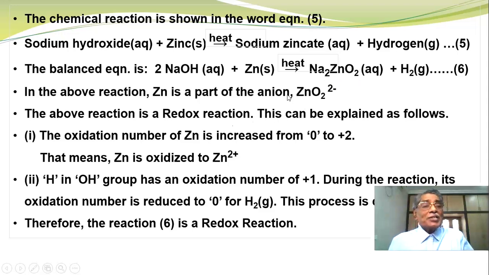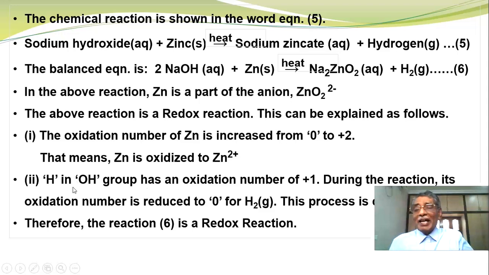The above reaction is a redox reaction. How? The oxidation number of Zn is increased from 0 to plus 2. Here the oxidation number is 0, but in ZnO2 the oxidation number of zinc is plus 2. So from 0 it is increased to plus 2. That means zinc is oxidized to Zn2 plus ions.